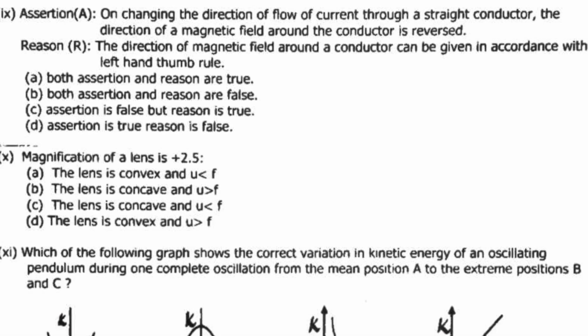Assertion: on changing the direction of flow of current through the straight conductor, the direction of the magnetic field around the conductor also is reversed, is correct, no? The direction of the flow of current is reversed. The direction of the magnetic field also will be reversed, right? So it is true. And what is the reason? The direction of magnetic field around the conductor can be given in accordance to the left hand thumb rule. Oh my goodness, it is right hand thumb rule, no?